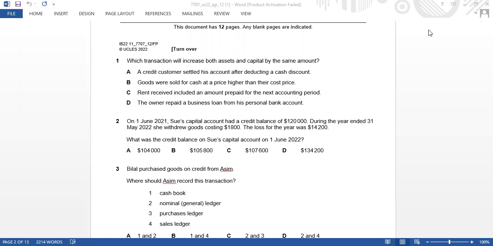B option is goods were sold for cash at a price higher than their cost price. That means that the sale price is higher than the cost price. That means that the profit will increase. So B will be the answer.